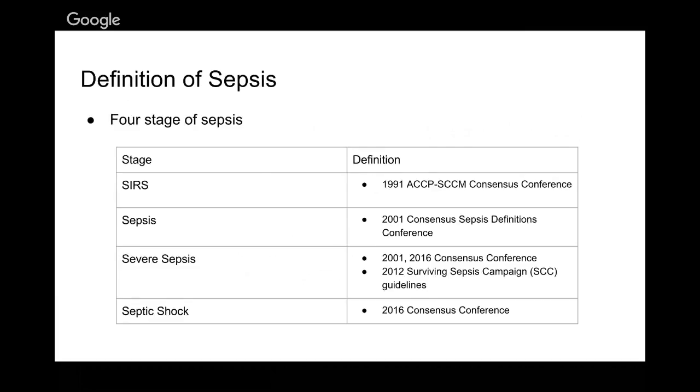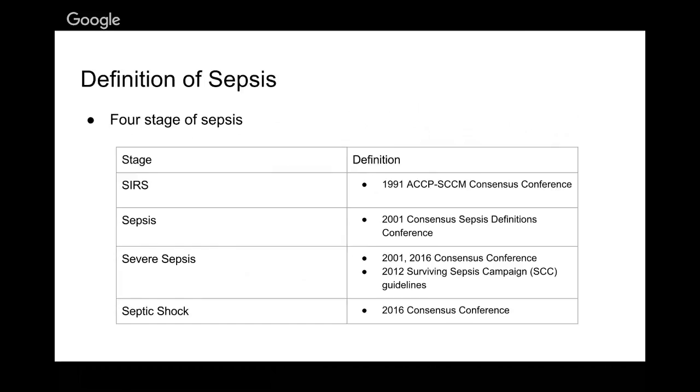So first, the definition of sepsis. There are different definitions of sepsis being proposed over time. The first definition was SIRS, proposed in the 1991 consensus conference. It's the lightest form of sepsis. In general, it's being criticized that it's capturing too many false positives. So in 2001, they came up with a new definition of sepsis, which is SIRS with infection.